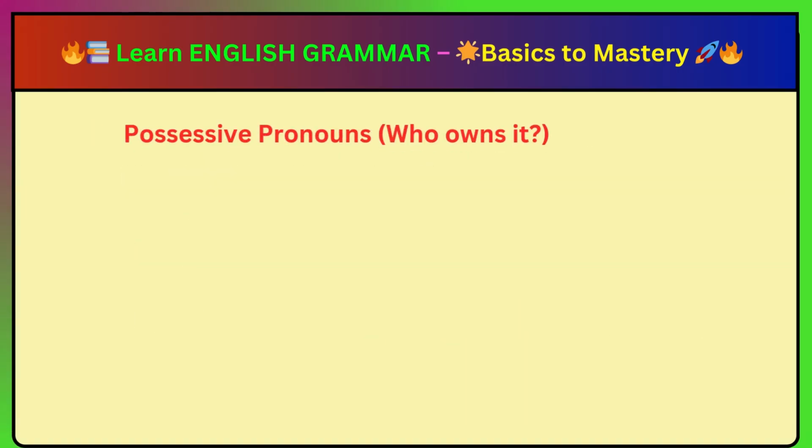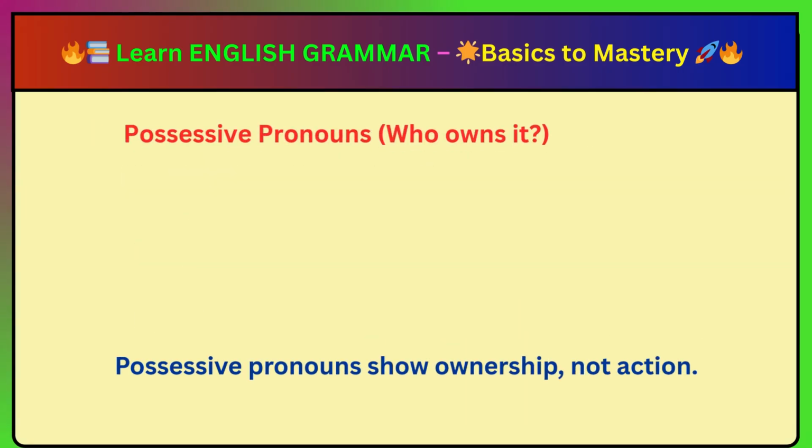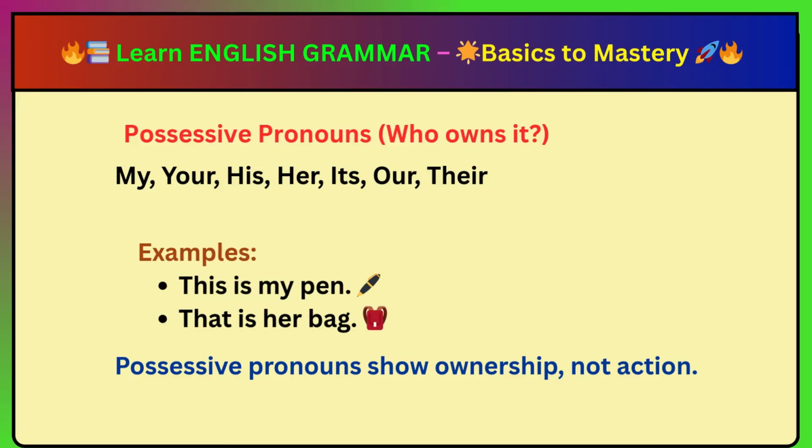Then we have possessive pronouns, which show ownership. Words like my, your, his, her, its, our, and their are possessive pronouns. Ask yourself whose it is. For example, "This is my pen" or "That is her bag." Possessive pronouns answer the question, whose is it?